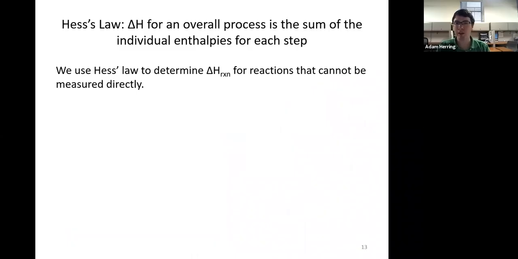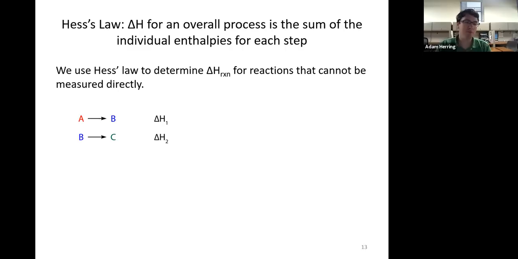Hess's law describes this. It states that the change in enthalpy for an overall process is equal to the sum of the individual enthalpies of each step. Again, enthalpy is a function of the state, so it doesn't matter what steps you take so long as you get to a given endpoint. And we can use Hess's law to determine enthalpies of reaction for chemical reactions that are too difficult to measure experimentally in the laboratory.